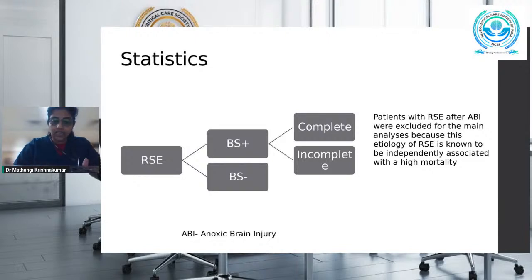After data collection, how did they proceed with data analysis? For the data analysis, the refractory status epilepticus patients were divided into 2 groups, whether burst suppression was present or absent. Then the burst suppression group was further divided into complete burst suppression or incomplete burst suppression. So effectively we had three groups. One, there was no burst suppression. Another where there was complete burst suppression. The third group, there was incomplete burst suppression. One thing was they excluded patients with anoxic brain injury from the analysis because, as we all know, the etiology of refractory status epilepticus is independently associated with a very high mortality if there is anoxic brain injury.